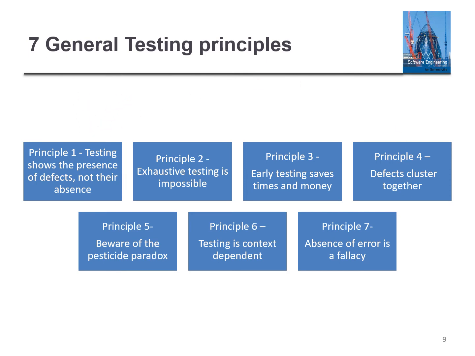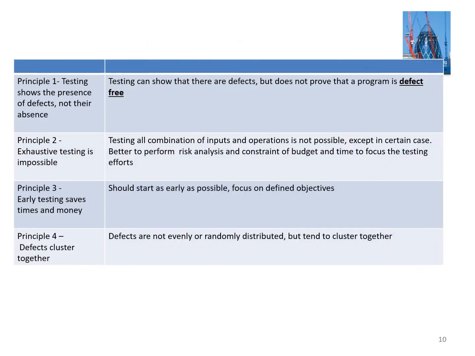Okay, so the first principle is, there are 7. The first one is testing shows the presence of defects and not their absence. I think you have come across this term in the earlier video. When you do testing, it actually shows that there are defects, but it does not confirm that there are no defects at all.